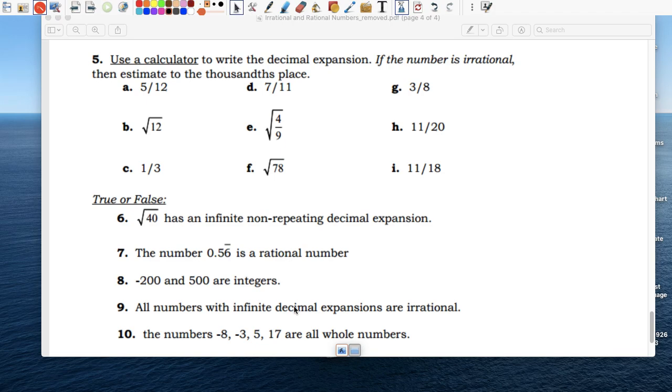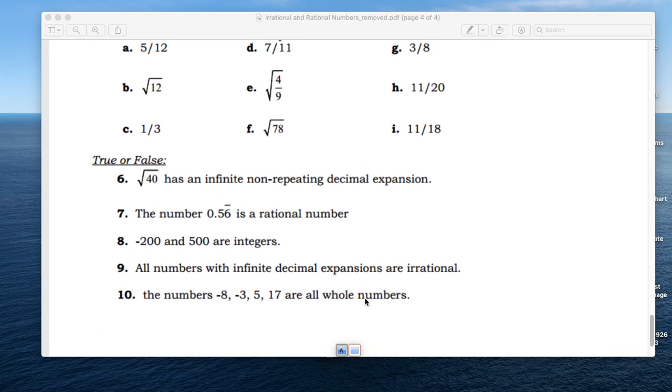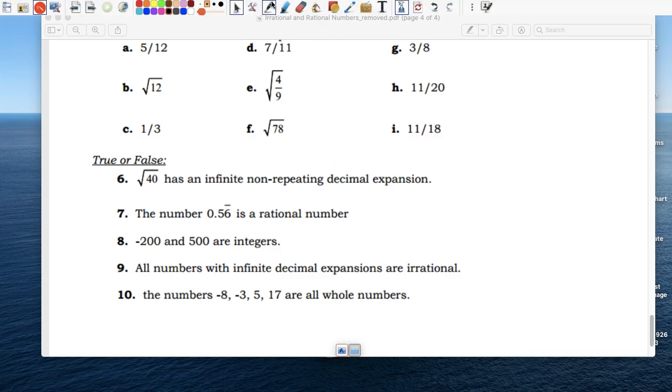True or false? Square root of 40 has an infinite non-repeating decimal expansion. Yes. Square root of 40. Let me put that in your calculator. You're going to get 6.32455532, and that goes on and on and on forever and ever. Right? Square root of 40.